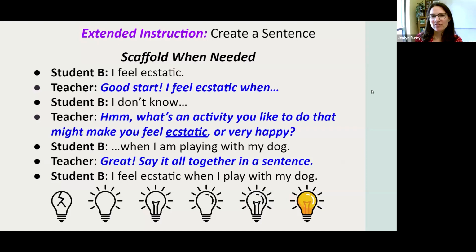So the teacher can provide support, and you're in a great position to do this because you know your students. You can help them brainstorm, thinking about their interests, and helping them to make a connection. So the teacher might say, well, what's an activity you like to do that might make you feel ecstatic or very happy? And eventually the student's able to come up with an example that they feel ecstatic when they play with their dog.